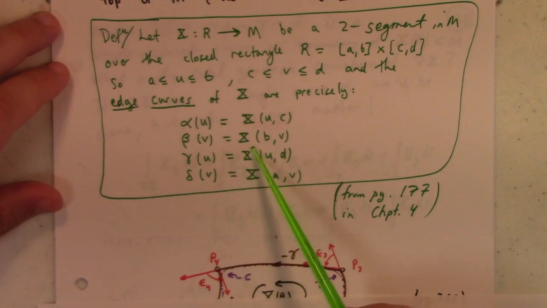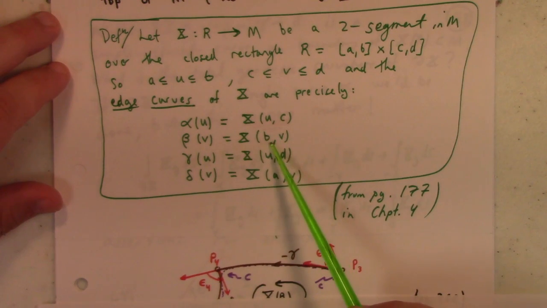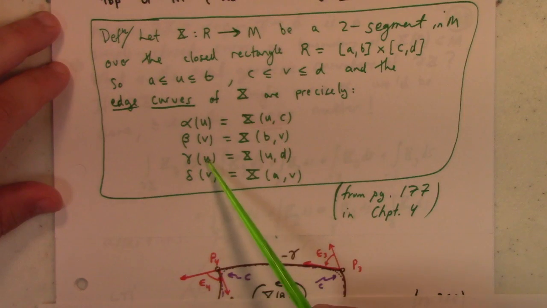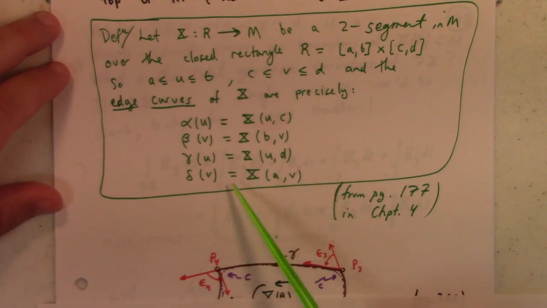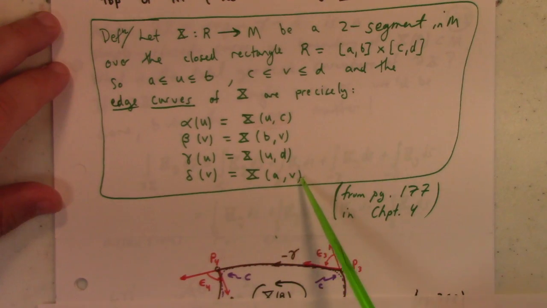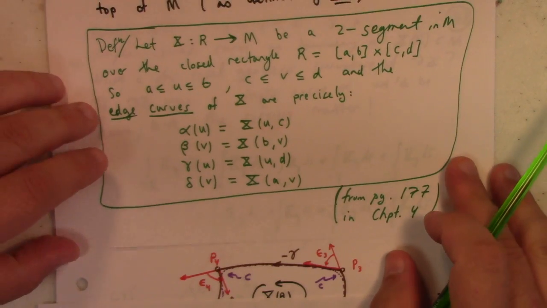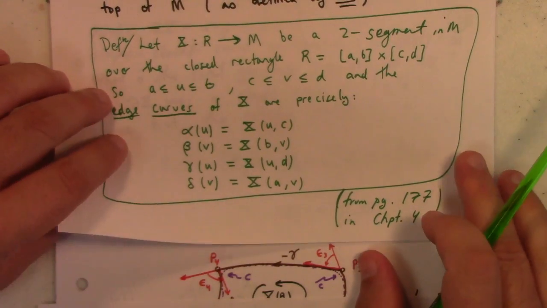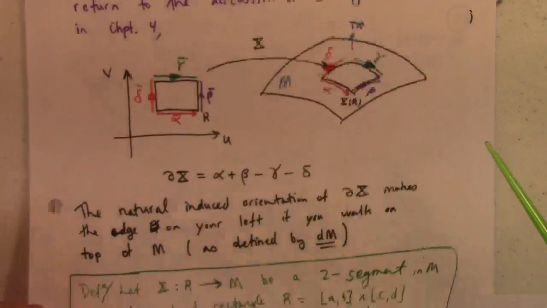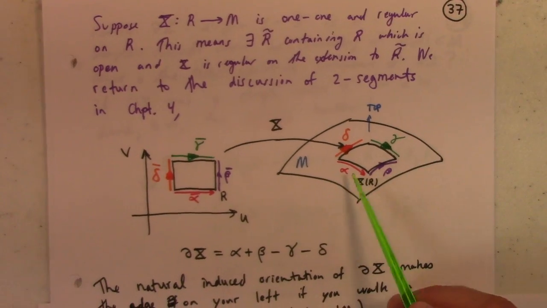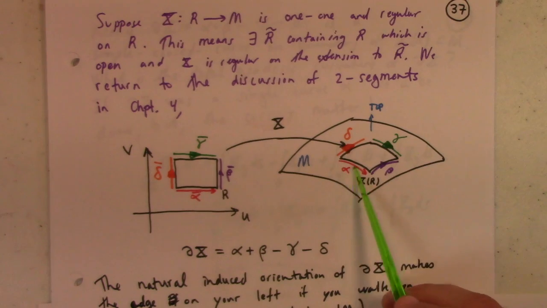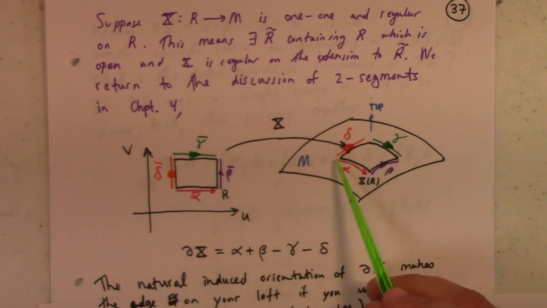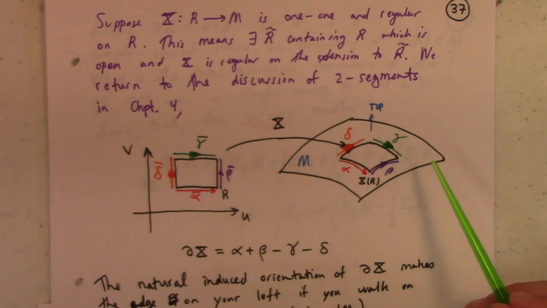For beta, you let V vary, you freeze the U. And gamma, we take U as a variable, we freeze D, right? And delta, we freeze the U variable at A, and we let V vary. So if you go back to the picture I just had on the previous slide, these make sense if you look at it, right? Like alpha and gamma both have the same parameter frozen, and beta and delta both have the same parameter frozen.